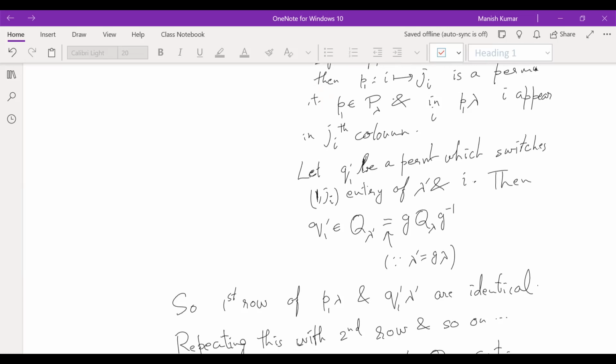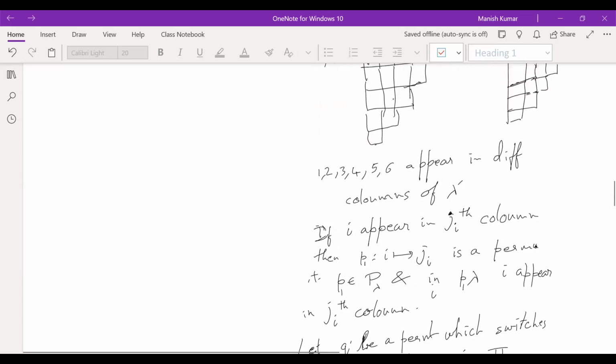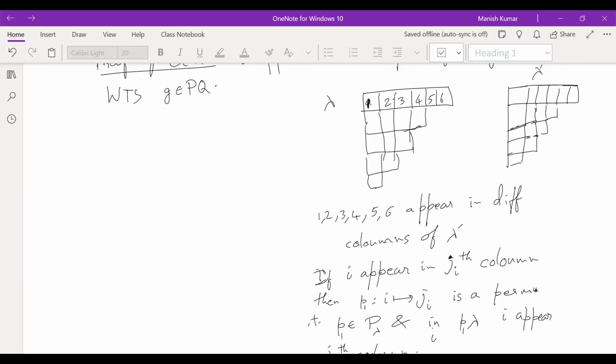The first row of P1 lambda and Q1 prime lambda prime are identical. So what we did was P1 lambda just permuted these 1, 2, 3, 4, 5, 6, so that 1 goes into J1, 2 goes into J2, and so on. And so they are in the same column of lambda prime, and then we made sure where i appears. 1 comma J i contains i.